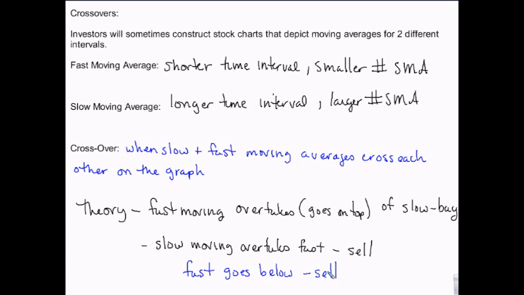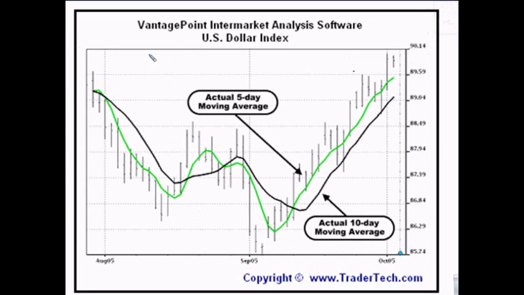Okay, so that's the theory. This is the average for a company called Vantage Point Intermarket Analysis Software, US Dollar Index. It's the 5-day and 10-day. Remember, the fast is the shorter. So this is fast, and this is slow. And the crossovers are occurring here, here, and here. So far, okay?